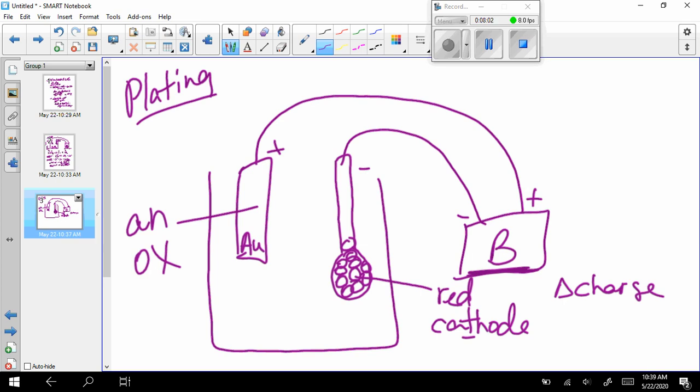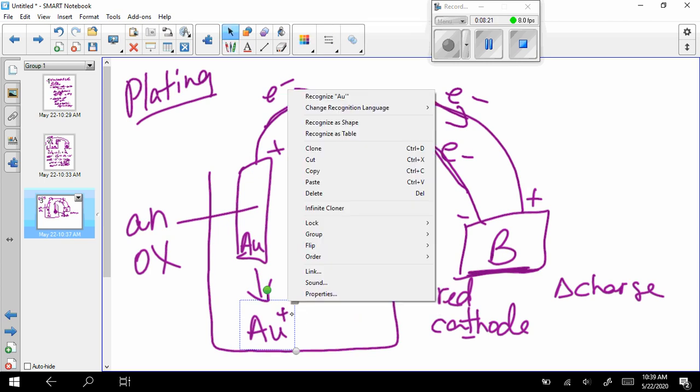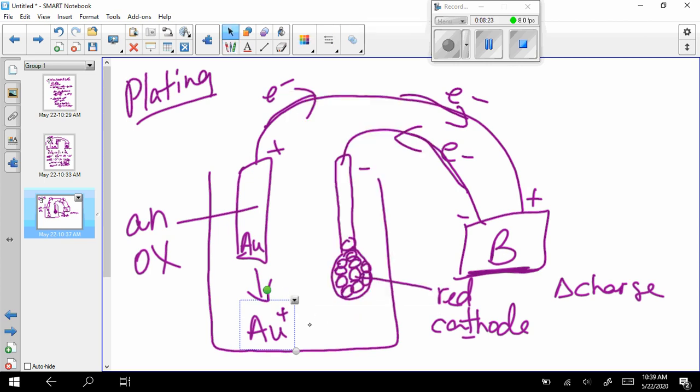The anode is where oxidation happens. So this is going to lose electrons. So I'm going to show the electrons going through the wire, and they would go back through this way. And I'm also going to show the thing that oxidizes falls apart. So I'm going to show the Au+ over here. Then I'm going to show that this Au+ is what forms my red cat getting fat.